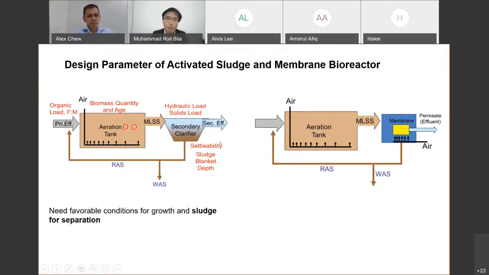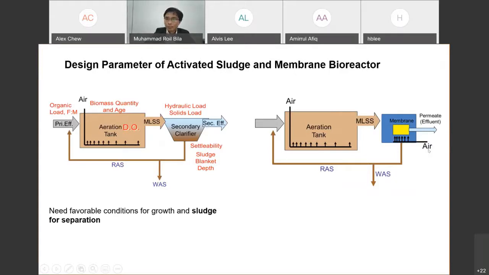As such, we will be able to achieve a good condition for growth and sludge separation, and eventually we will have acceptable effluent quality. So when we do MBR, as you can see here from left to right, the difference is only in the second one. Here, instead of having a clarifier, we have a membrane system, and for the membrane system we install extra aeration here. The aeration here is for membrane cleaning.